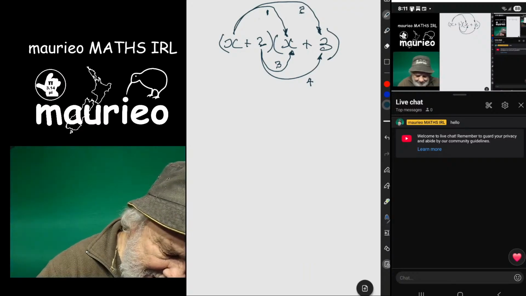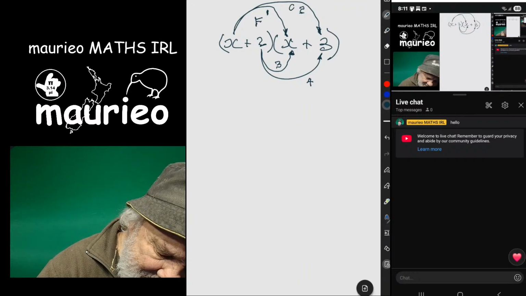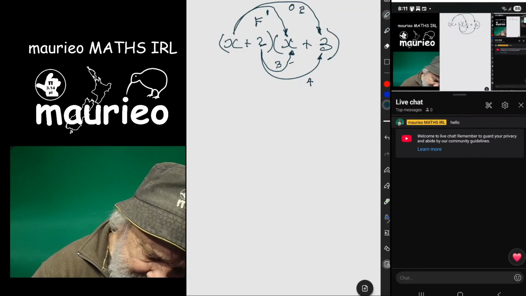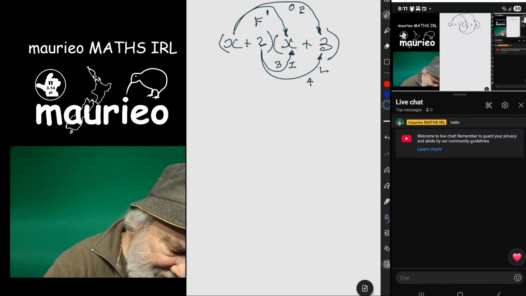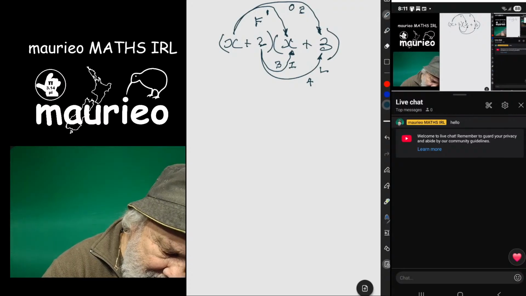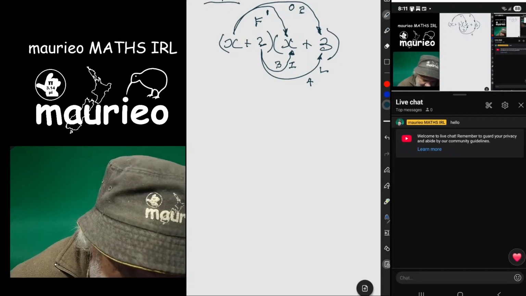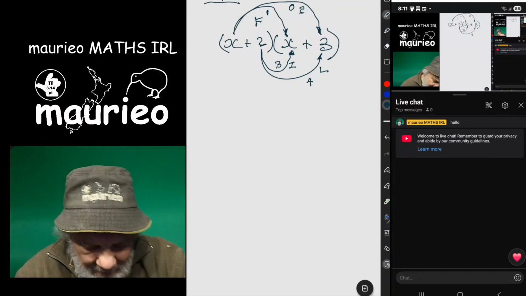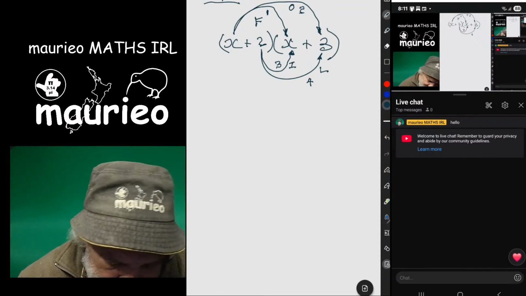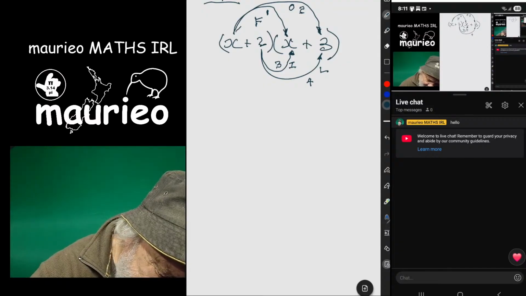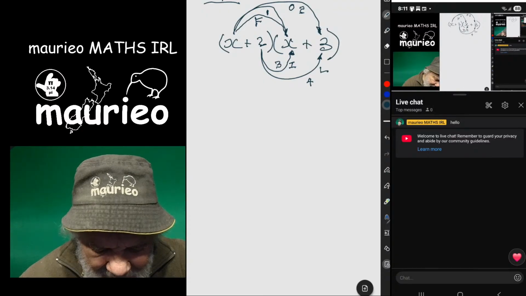And then some say that's the first, and that's the outer, this is the inner, and this is the last. So that's the FOIL method: first, outer, inner, last. This little shape, some would argue, looks like a kiwi.